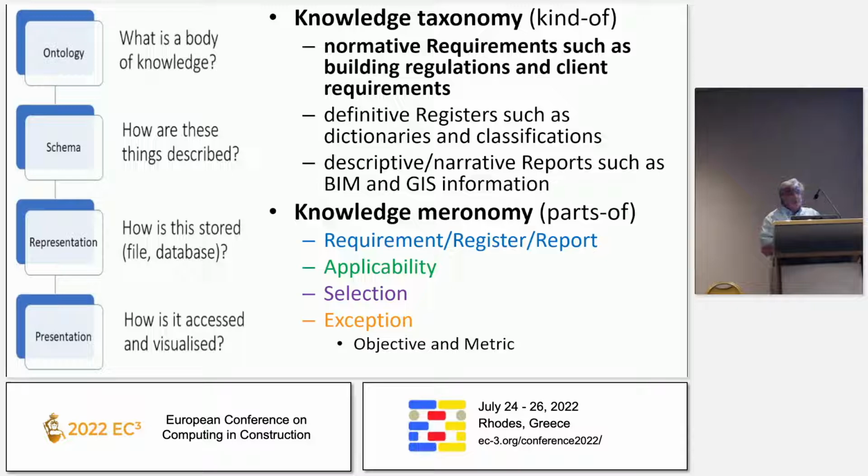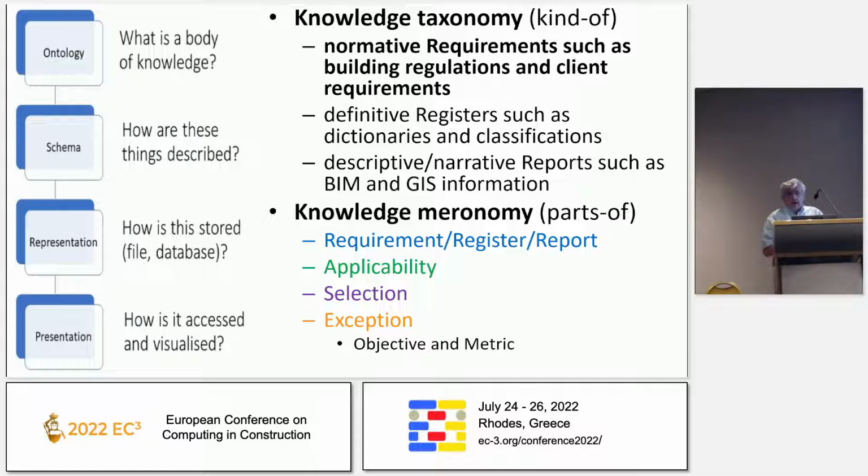Clearly we need an ontology of knowledge, and that's a big topic. We need a schema to represent it. We need a representation of how it's stored, but we also need presentations of how knowledge is accessed and visualized. So we can create a taxonomy of knowledge about what kinds of knowledge we are interested in.